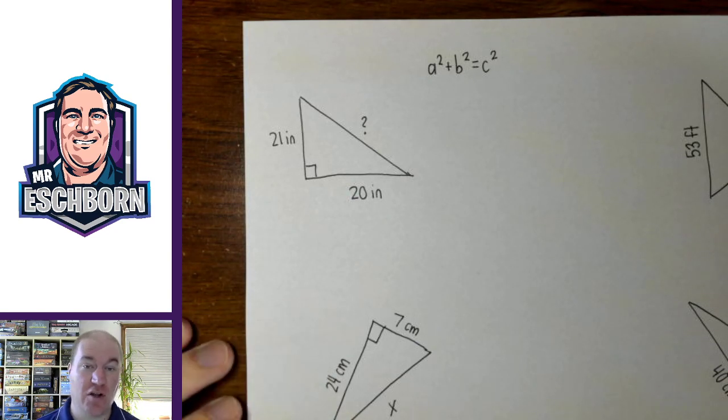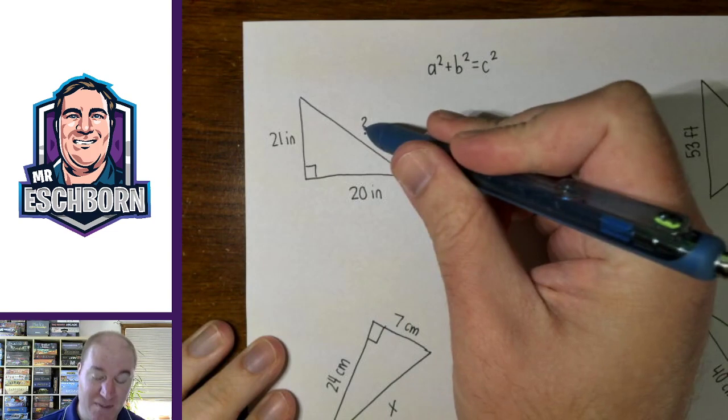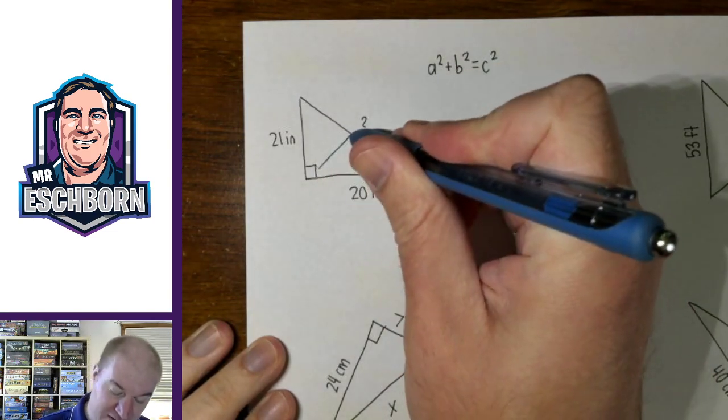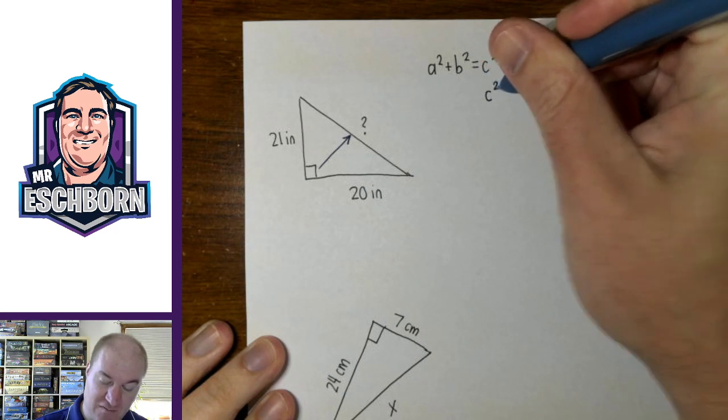The name for the longest side of a right triangle is called the hypotenuse. So in this problem where we're missing this side, we are missing the hypotenuse. We are missing C. So I'm just going to leave it as C.